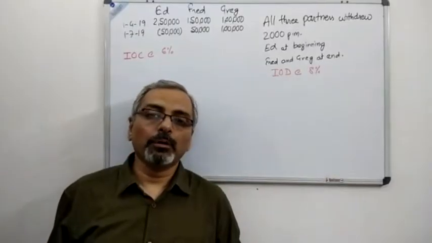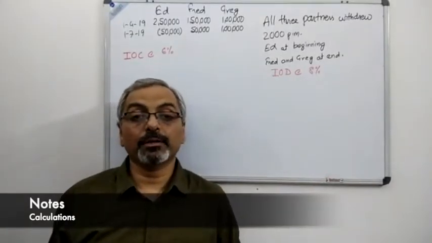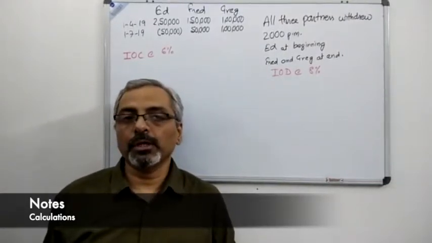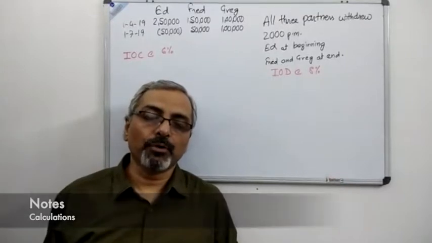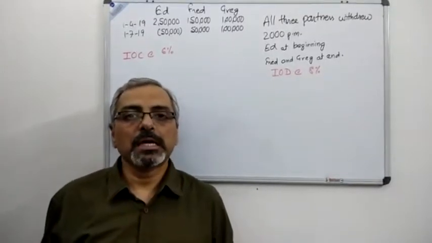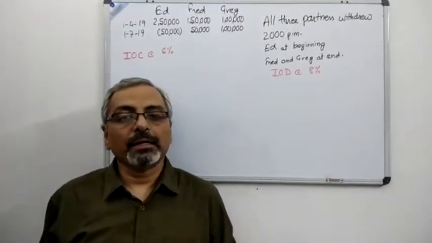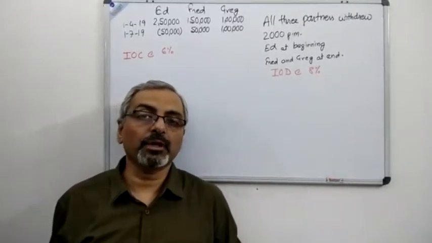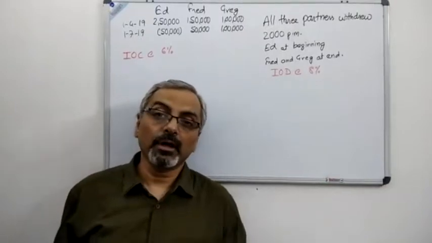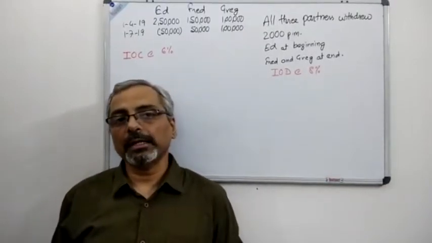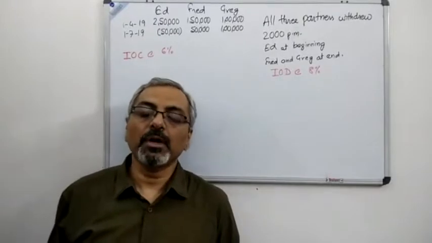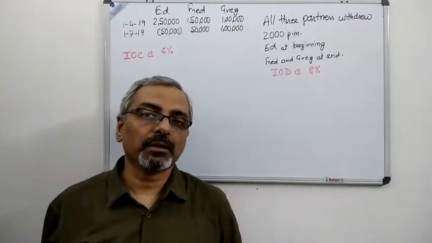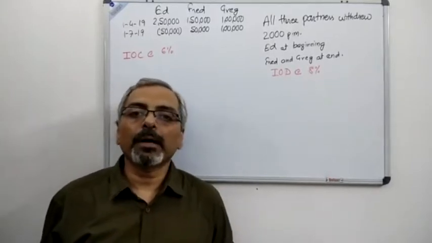After reading the long question and carefully analyzing it, now let us go on for the calculations. If we have read the question very carefully, we have come to this information that there are three partners, Ed, Fred and Greg, who had the initial capital of 2,50,000, 1,50,000 and 1 lakh at the beginning of the year, and on 1st of July 2019 the partners decided among themselves that the capital will remain fixed and the total capital of the firm will be 6 lakh, which will be divided equally among the partners.